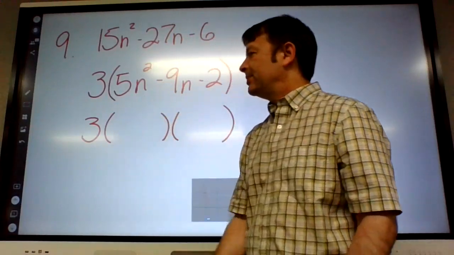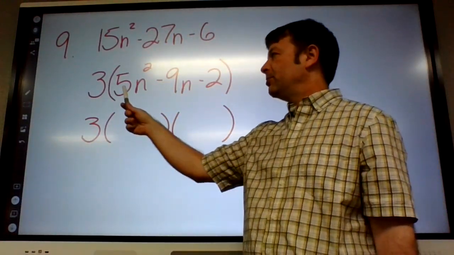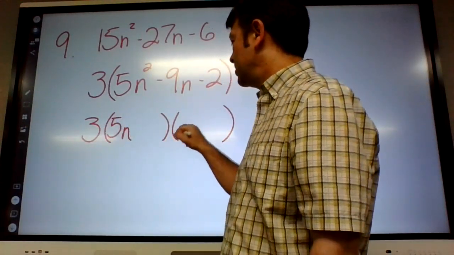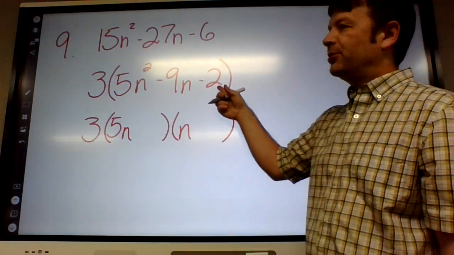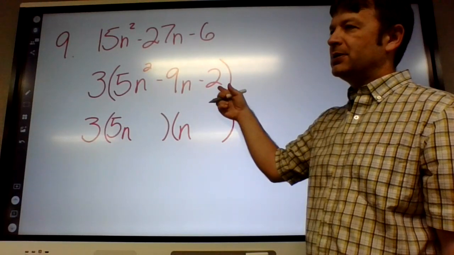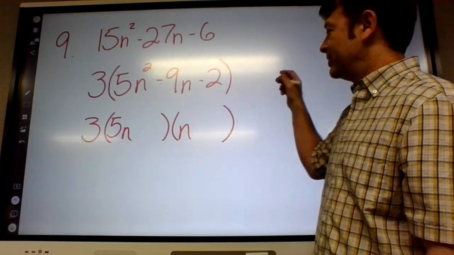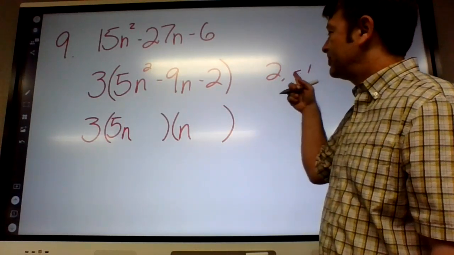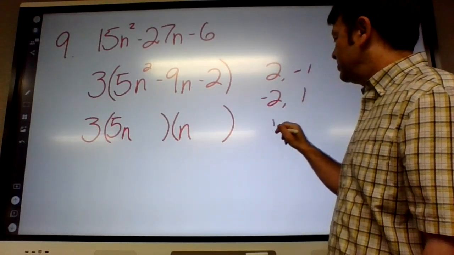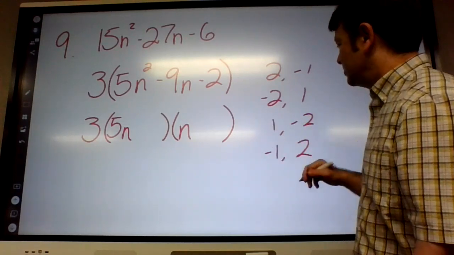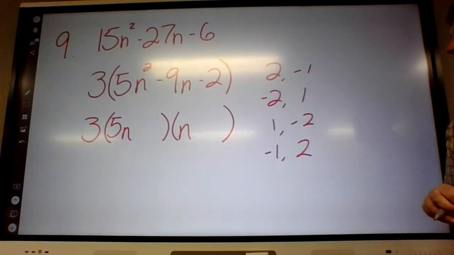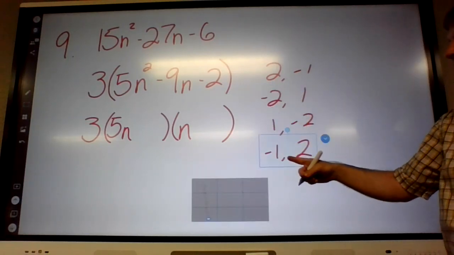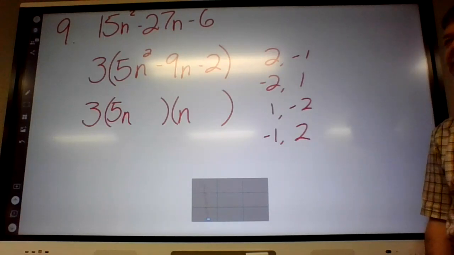Okay, notice my 3 doesn't disappear, I have to keep it. What's going to go in the front? 5n and n. Okay, what's going to go in the back? 2, 1, something. Okay, it could be 2 and -1. Since this is a -2, one of these has to be negative, right? To multiply to get a negative, it could be -2 and 1, 1 and -2, -1 and 2. Those are the 4 options. The negative switches and the order switches.